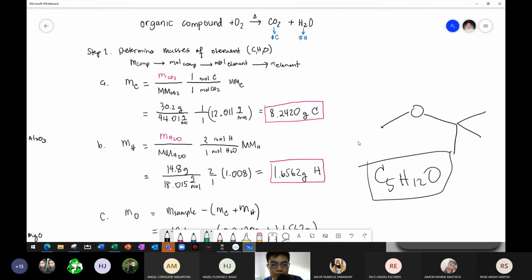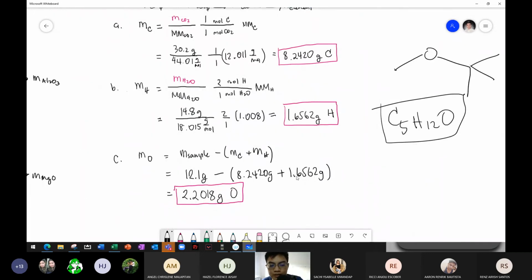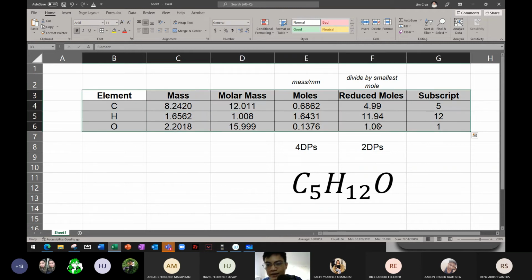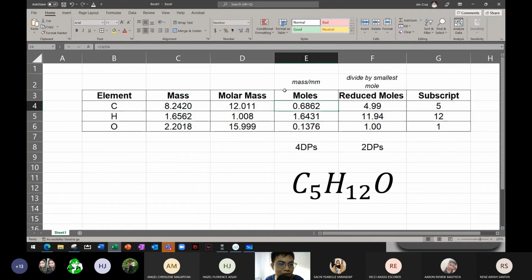Carbon and hydrogen can be obtained using stoichiometry. Oxygen can be obtained by subtracting the mass of carbon and hydrogen from the sample. And then to get the empirical formula, you just need to create this table. I will allow you to work with Excel. Kaya nga tinuturo namin sa inyo Excel para magamit nyo naman. And then, at least dito, pindot-pindot na lang, you will get the answer.